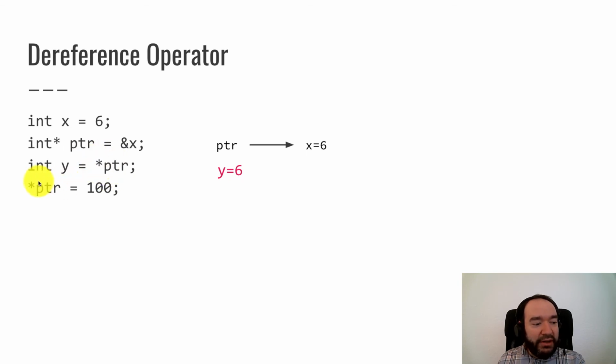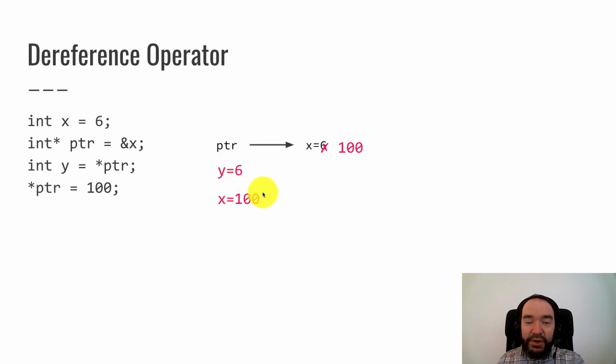You can also put the dereference operation on the left-hand side of an assignment. That's the L-value option, and that has the effect of changing whatever pointer points to. So this says follow pointer. We find a location of an int and write into that int the number 100. So that has the effect of changing x to hold 100. x is now overwritten. It doesn't hold 6 anymore.